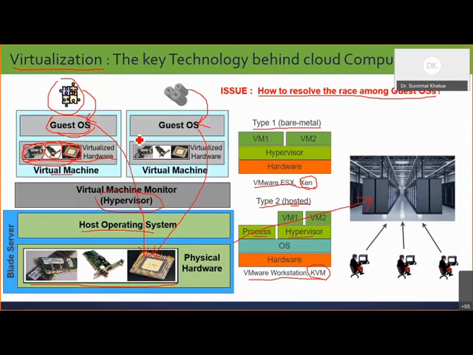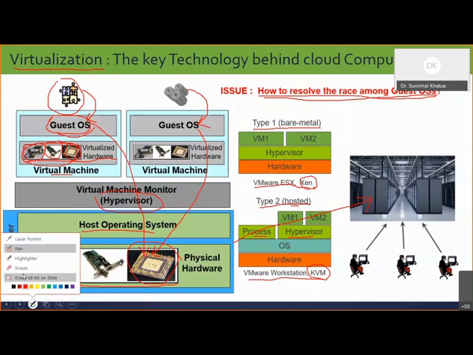Now, generally the operating system solves the race condition among the multiple applications. But the same thing occurs here, because there are multiple guests accessing some non-shareable resource at the same time. So, who will resolve this race among the guests? This is the main issue we need to solve to understand how virtualization works. So, let us see some probable solutions to this problem.